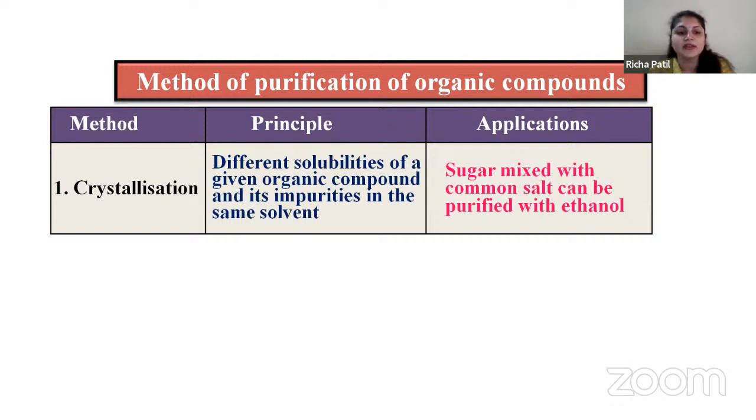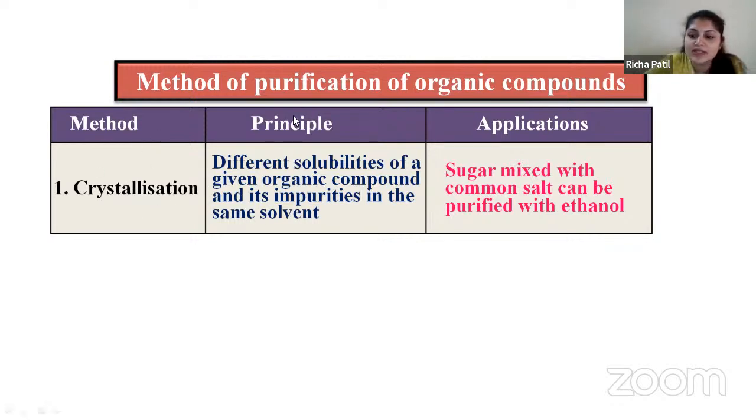You take the extracted organic compound, add your solvent, heat it, and then filter it. After filtration, whatever impurities are there will remain on the filter paper, and the filtrate left behind will be in pure form. You keep it for purification. What will happen? There will be development of crystals, right? This is the crystallization method.